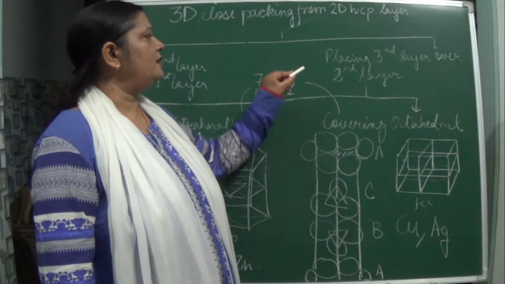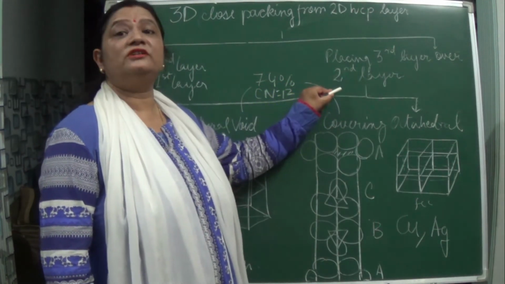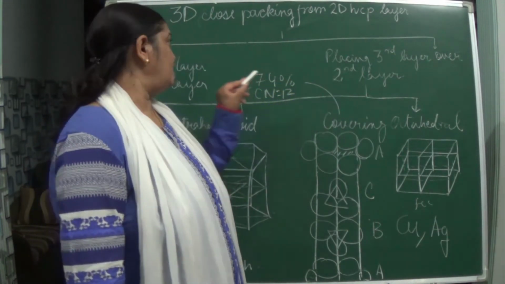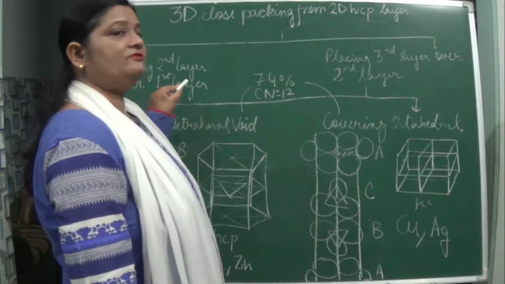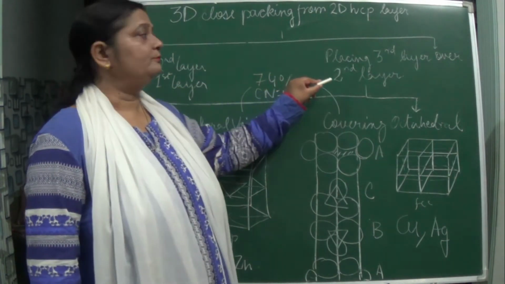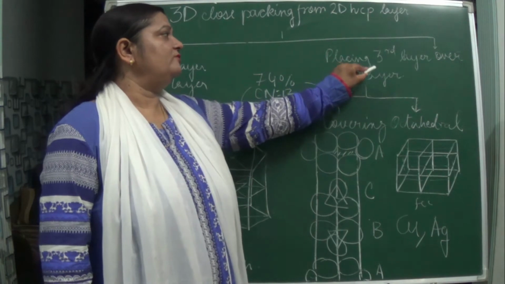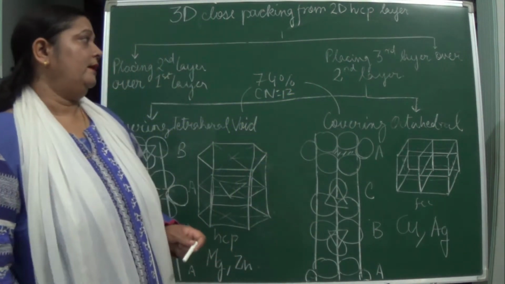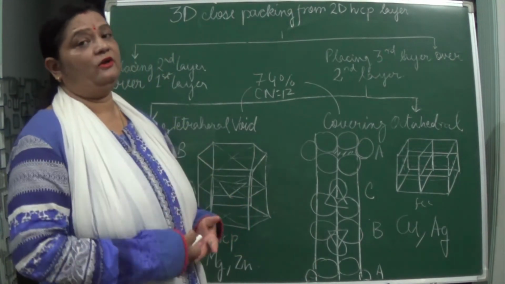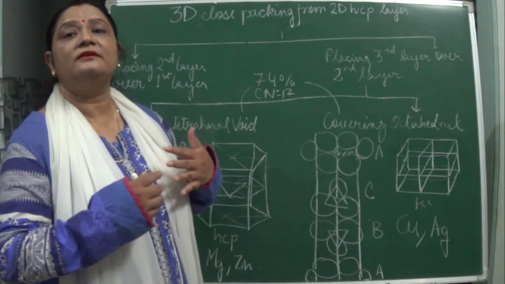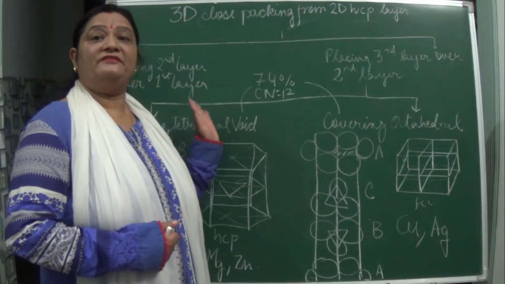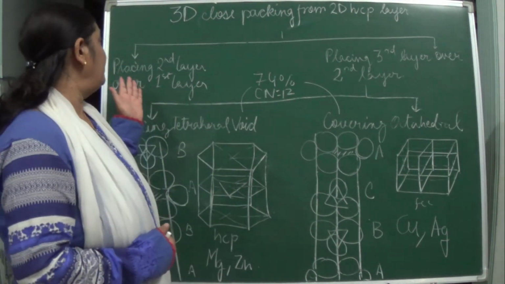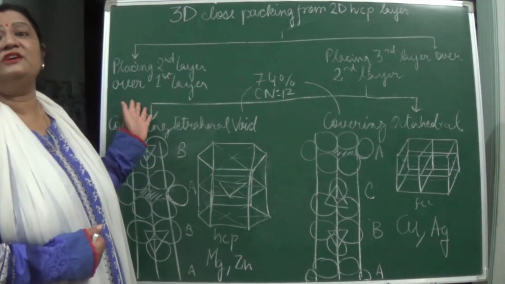Now we are going to study the placing of the third layer over the second layer. We have studied the placing of the second layer over the first layer, so now we proceed with the placing of the third layer over the second layer. Actually, in placing the third layer over the second layer, we are covering the voids which were created in placing the second layer over the first layer.